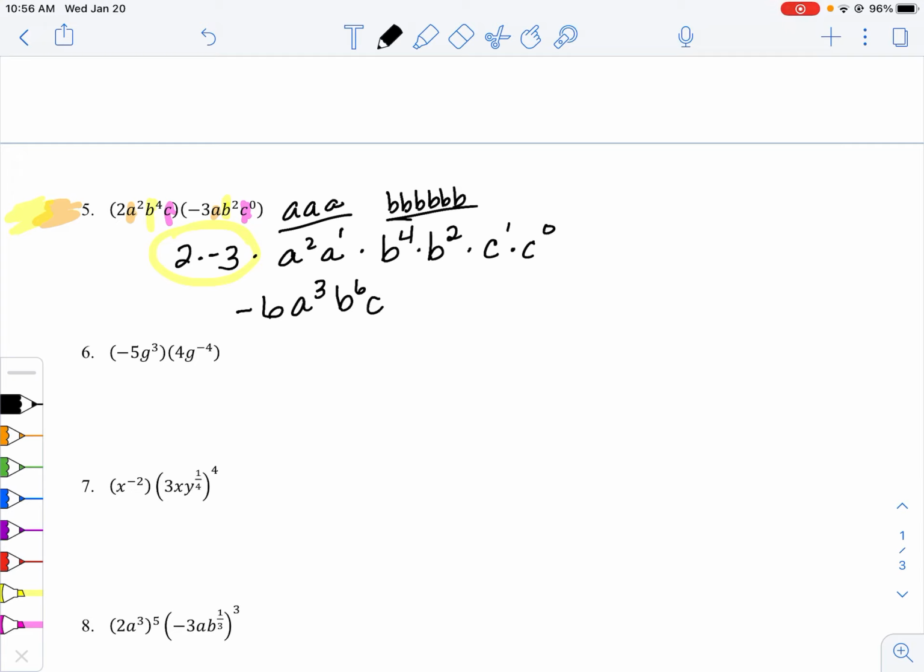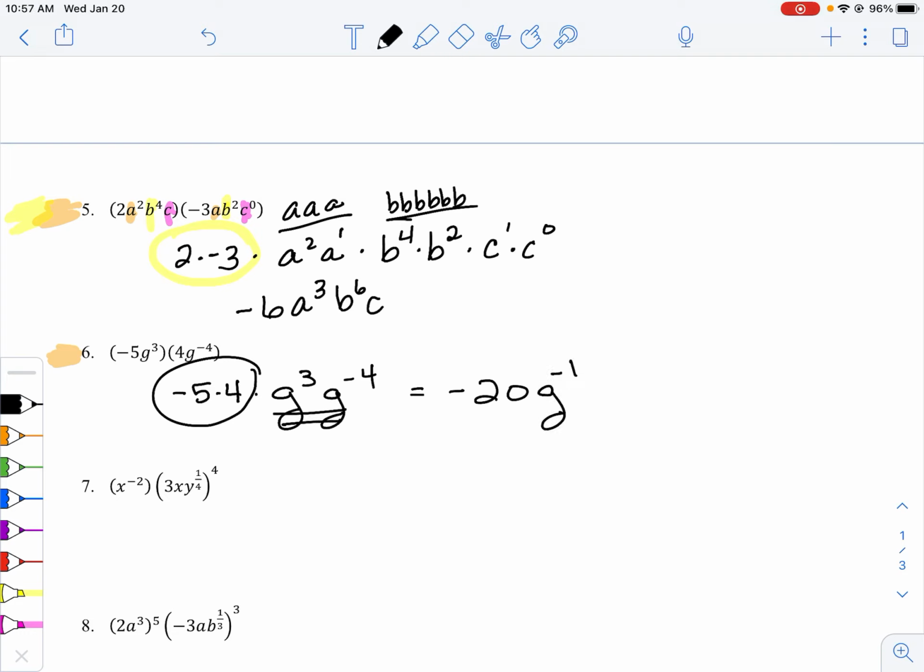All right, looking at number 6. Okay, very similar problem, just fewer components. So it's another one. I'm in that same category. So I'm going to, again, group my coefficients and then group my g's. Okay, I know and you know that negative 5 times 4 is negative 20. You now know that you can add the 3 and the negative 4 to get negative 1.